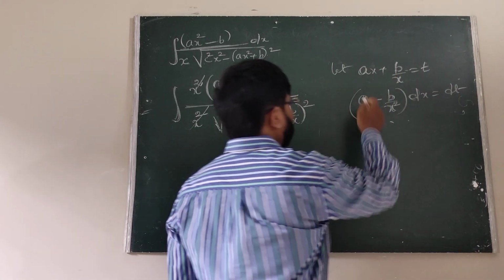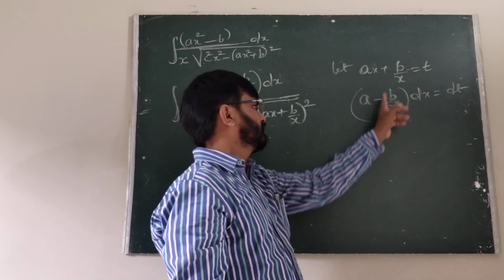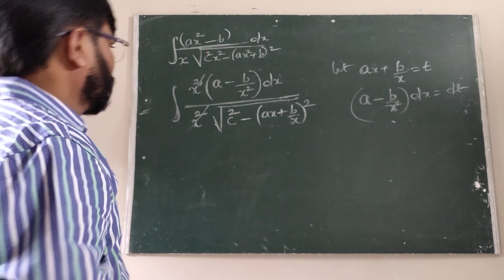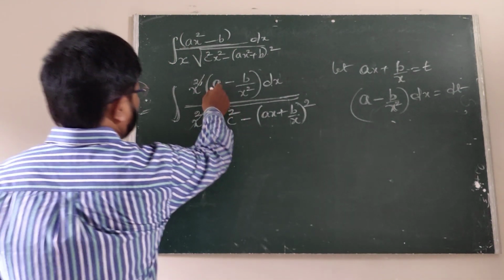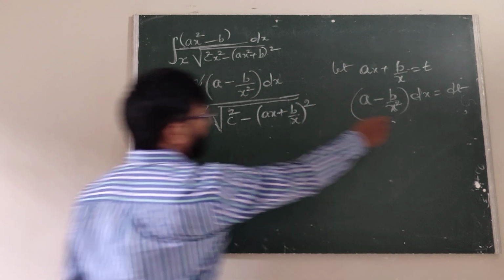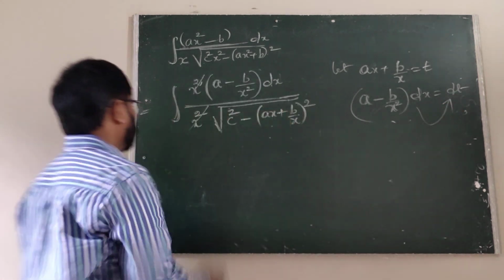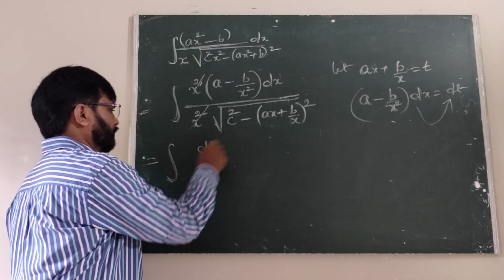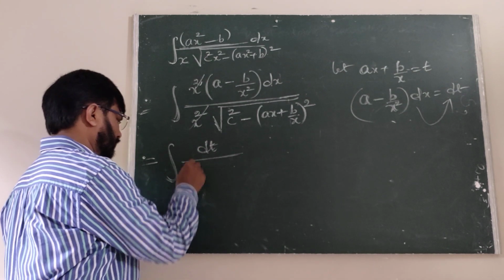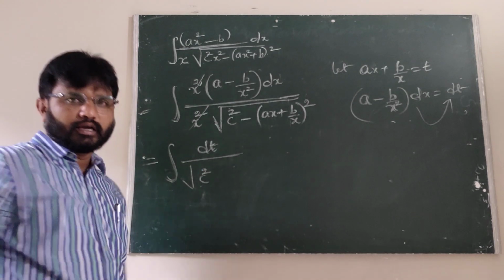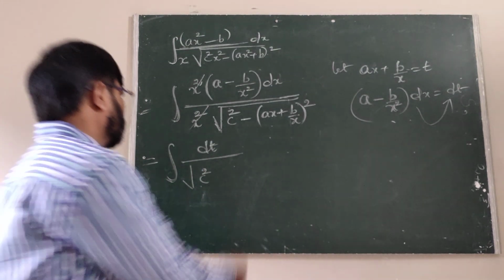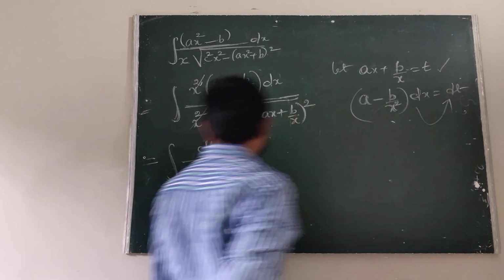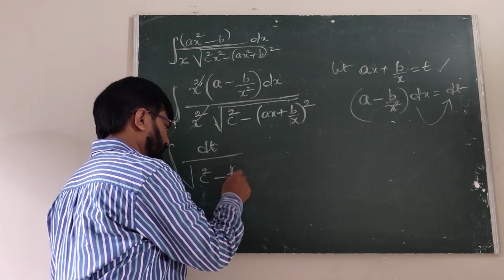Therefore the derivative of ax is a, the derivative of 1 by x is minus 1 by x square. Now a minus b by x square dx is dt. Now this is the integral of dt by under root of c square minus, we are taking some t, therefore now this is t square.